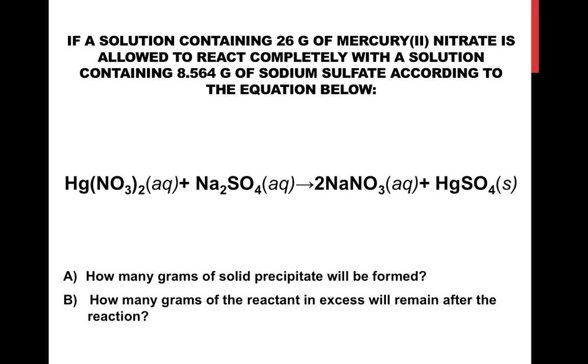If a solution containing 26 grams of mercury nitrate is allowed to react completely with a solution containing 8.564 grams of sodium sulfate according to the equation below, A. How many grams of solid precipitate will be formed? B. How many grams of the reactant in excess will remain after the reaction?